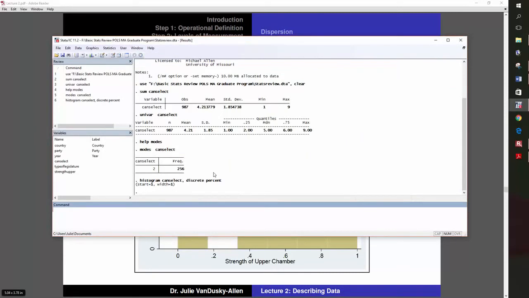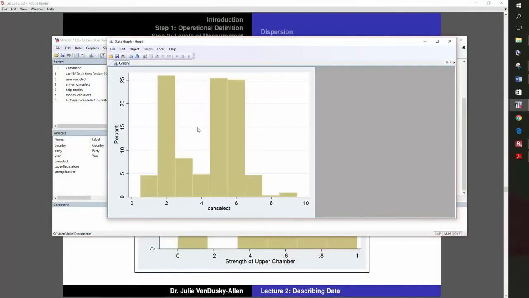Just as a side note, the code for your graph will be here if you want to save it in a do file to replicate it later. In addition, remember that you can copy and paste your graph into a Word document.